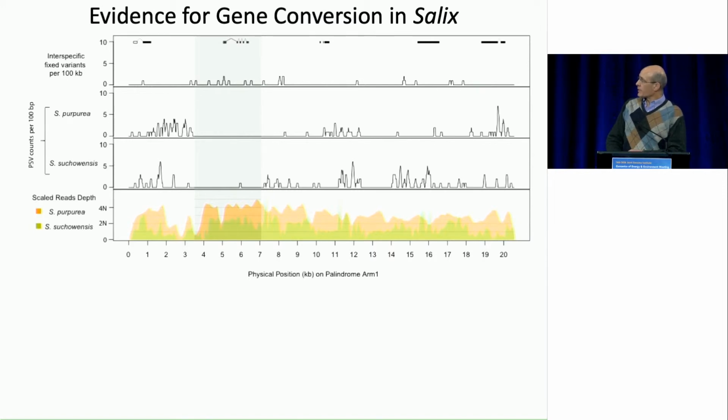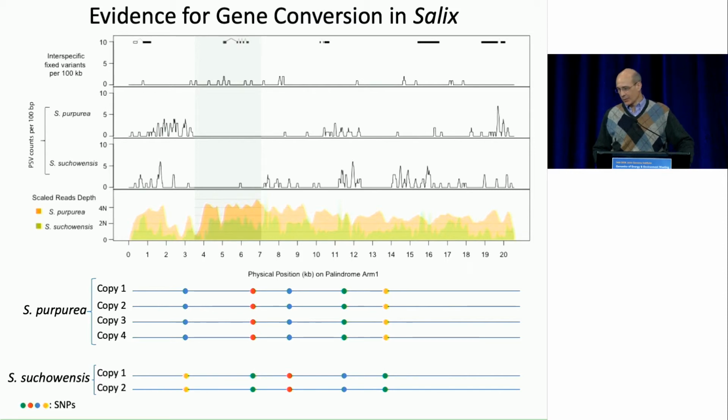The bottom just shows the copy number in the 2 species. The top shows the interspecific polymorphisms that we detected for each of the genes across the palindrome. And then these are the polymorphisms within Salix purpurea among those 4 copies of the gene across the palindromes, and also in Salix suchowensis. And you can see in the shaded region, there are no sequence differences for this gene among the 4 copies in the palindrome, but there are lots of interspecific polymorphisms. And the most parsimonious explanation for that is gene conversion. And that's just a cartoon showing the same thing with the different colored dots representing SNPs.